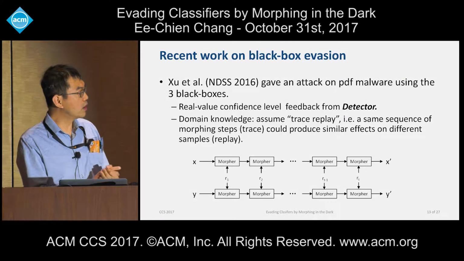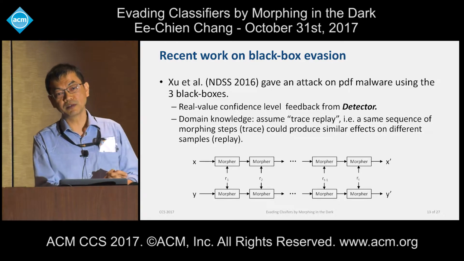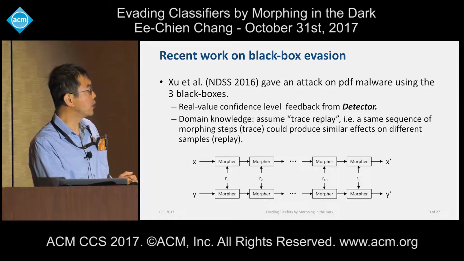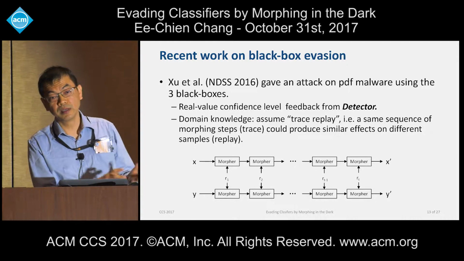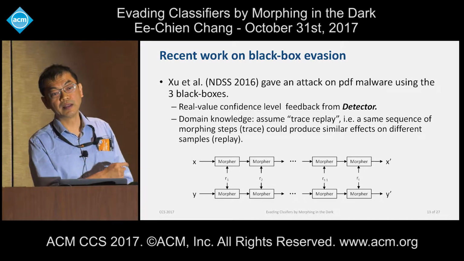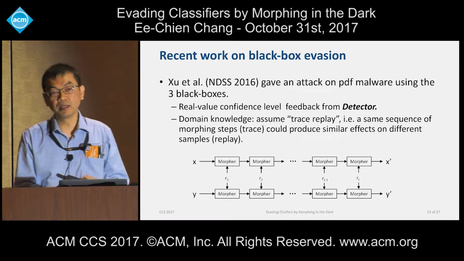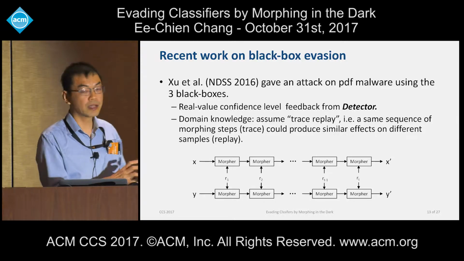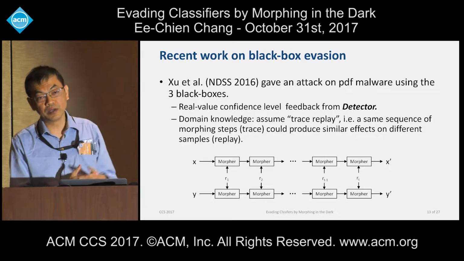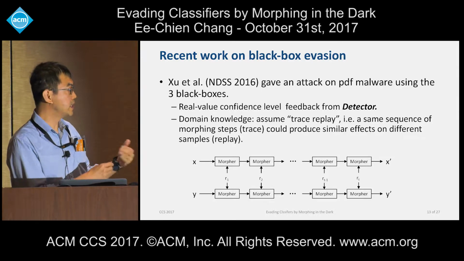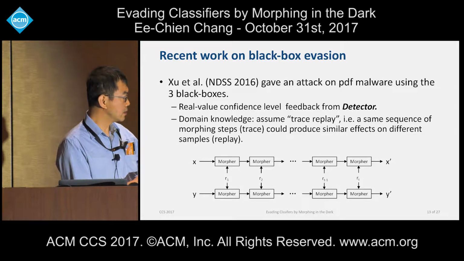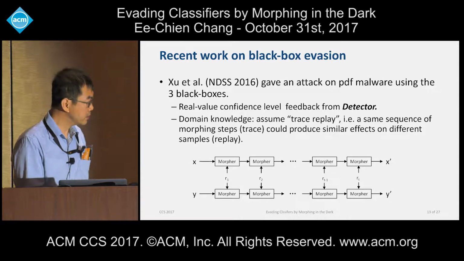So such a model of evasion using these three black boxes is not new, and has been studied before, particularly in NDSS 2016. She gave attacks on PDF malware using the three black boxes: the detector, the tester, and the morpher. However, there are some differences in our models. First is that they assume that the detector returns a real-valued confidence level that gives some indication of the distance of the sample from the detection boundary.